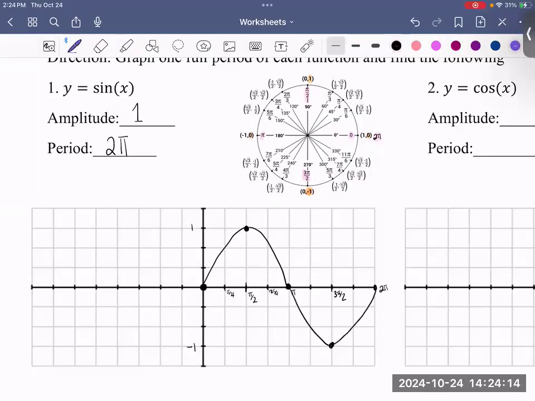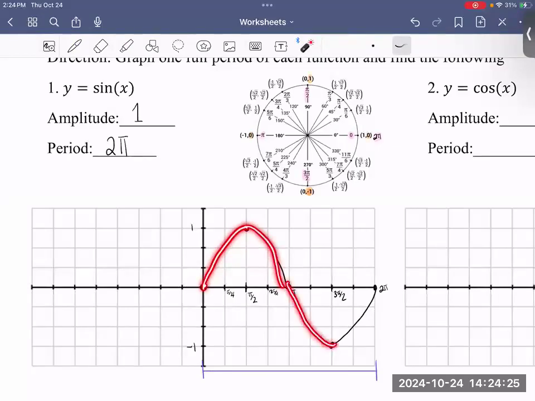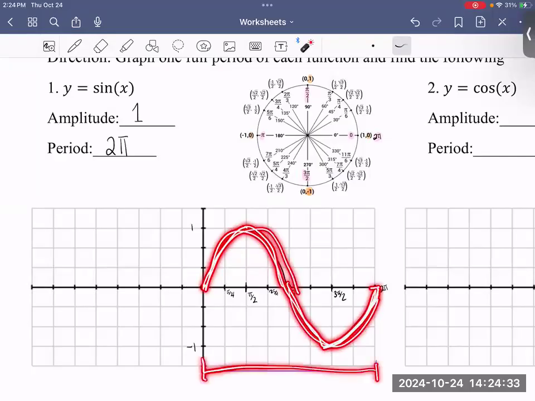So when we talk about your period, it is one full rotation about your unit circle. So it goes from the bottom up to your first wave, complete your first wave, down to your second wave, complete your second wave. So you should have 2 full waves here, and that is considered your period.